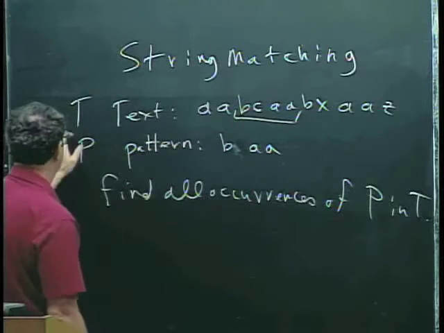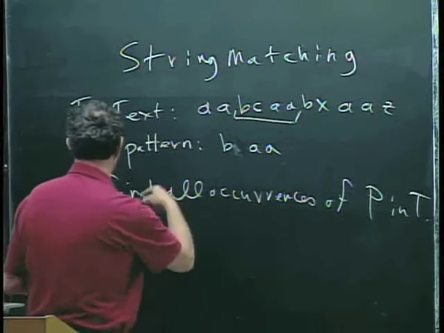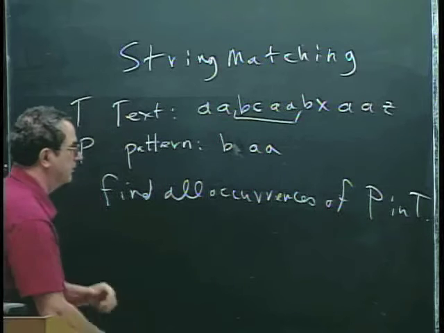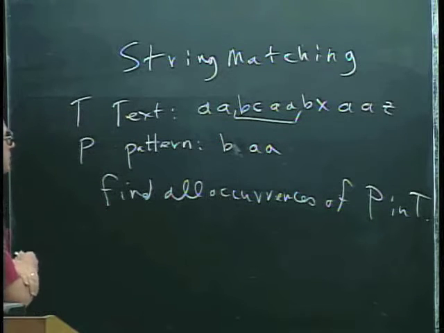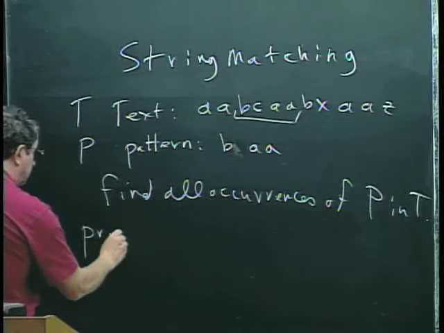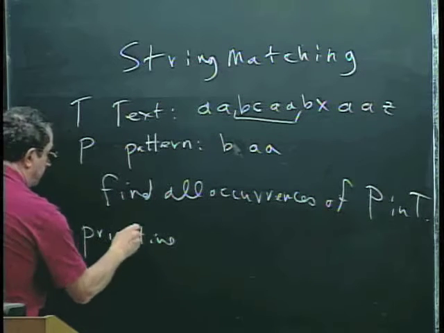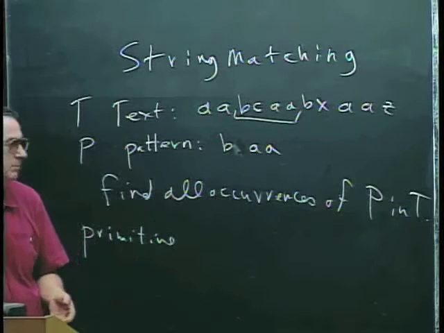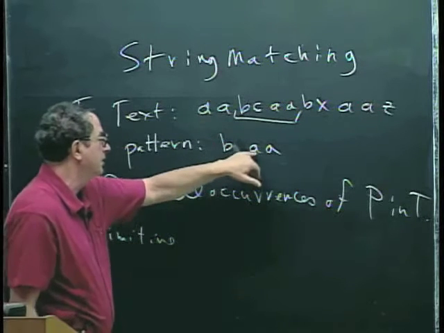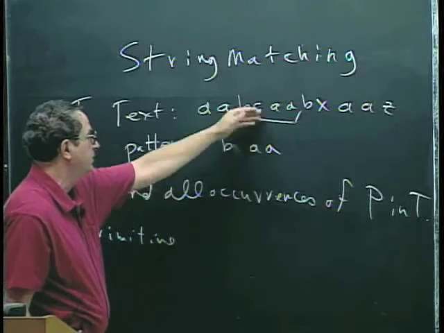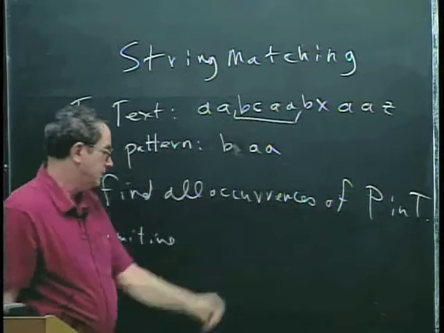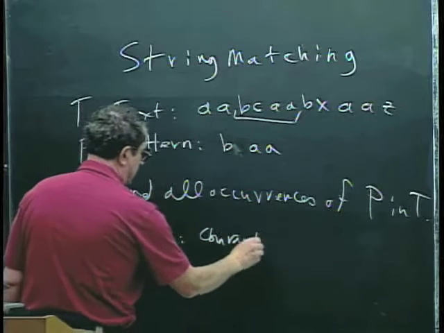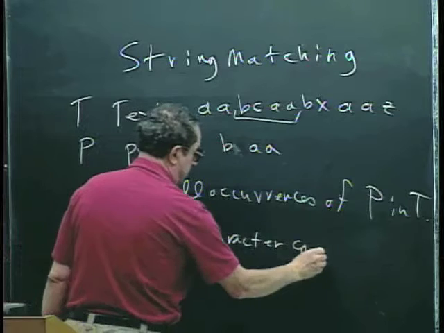Now the length of the pattern, we'll give that a symbol later, and same thing for the length of the text. Okay, so what's the primitive operation? Well, most of the algorithms that people have thought about for this problem involve comparing individual characters in the pattern to individual characters in the text. So the primitive is character comparison.